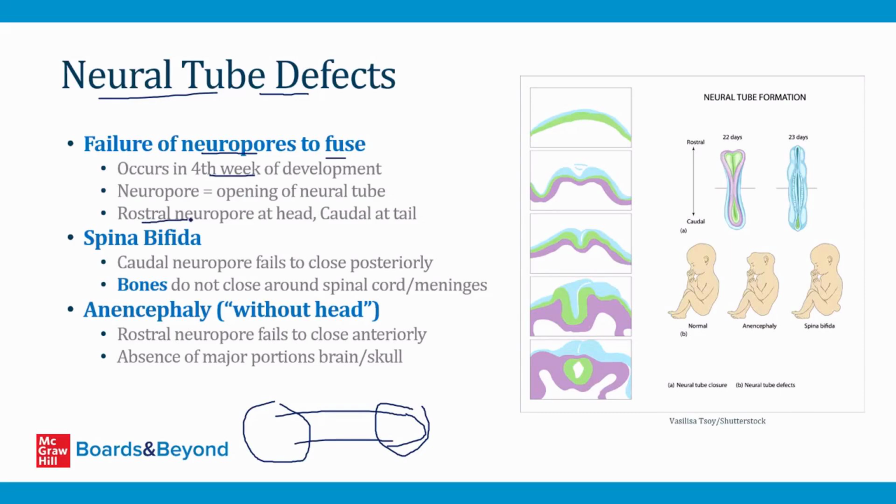The rostral one is up near where the head is going to form, and the caudal one is down near the tail. So spina bifida, which we'll talk about in a second, happens when the caudal neuropore fails to close posteriorly. As a result, you don't get bones developing around the spinal cord and meninges. At the other end of the neural tube, anencephaly, which literally means without head, occurs when the rostral neuropore fails to close anteriorly. This leads to absence of major portions of the brain and the skull forming normally.